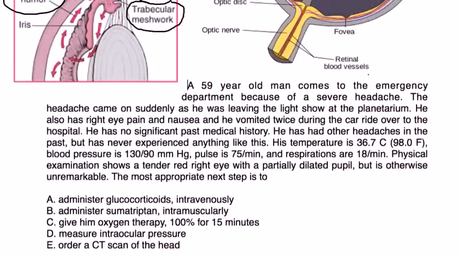So here we go. A 59-year-old man comes to the emergency department because of severe headache. Headache came on suddenly as he was leaving the light show at the planetarium. He also has right eye pain, nausea, and he vomited twice. He has no significant past medical history. He has other headaches in the past, but never experienced anything like this. Temperature is 98, blood pressure is 130/90, pulse is 75, respiration is 18. Physical exam shows a tender red right eye, partially dilated pupil, but is otherwise unremarkable.